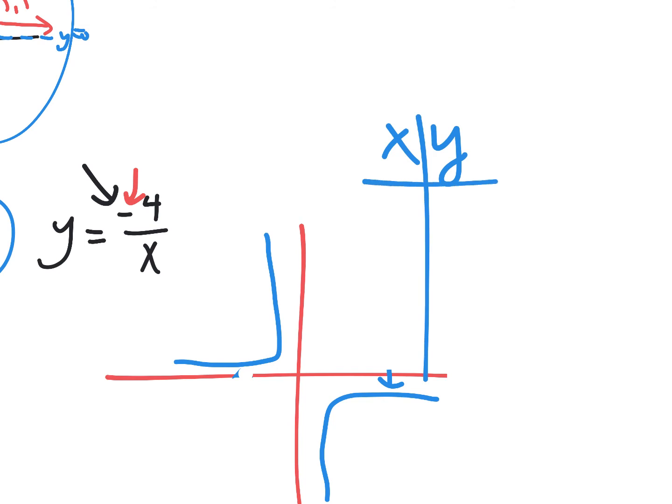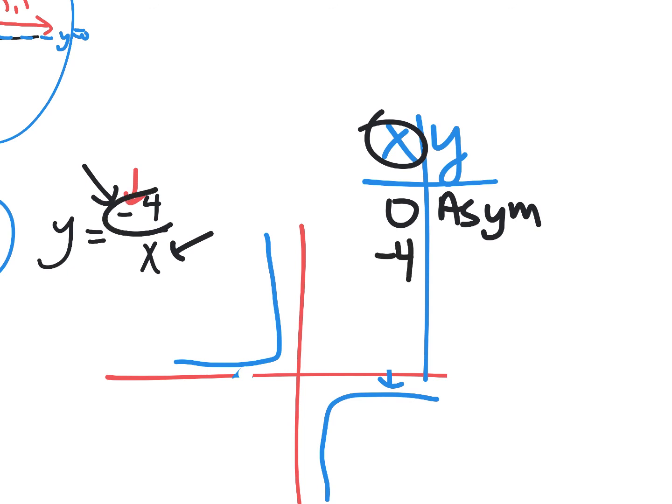Now you stick in anything you want. If you put in 0 though, you'll realize can't have a 0 on the bottom, must be an asymptote at x equals 0. Then you can stick in like -4 would be nice. You know why? Because -4 divided by -4 gives you 1. That'd be a good point.